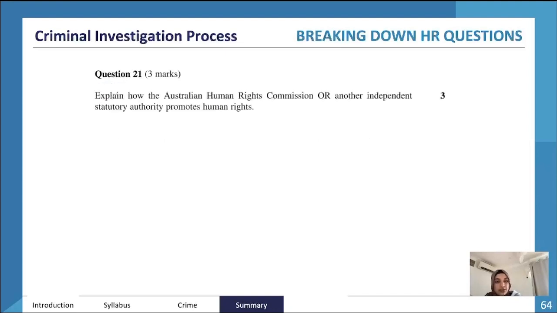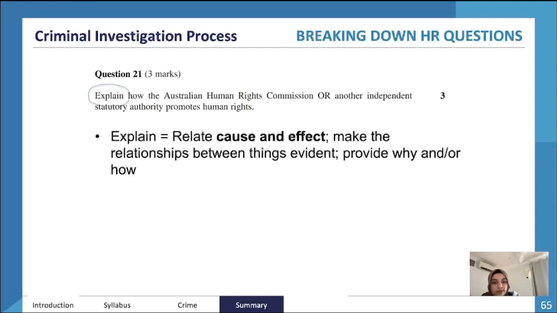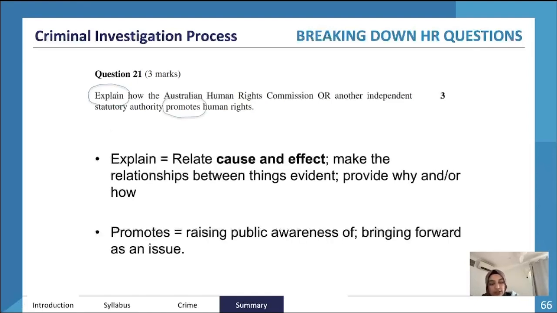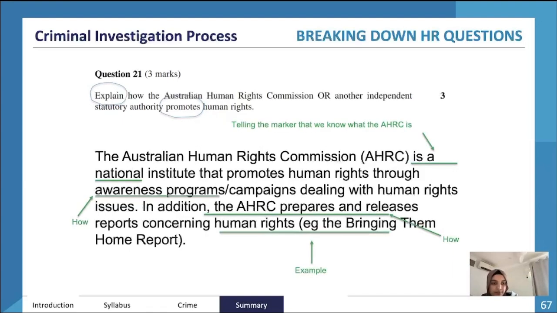Here's another example. Explain how the Australian Human Rights Commission or another independent statutory authority promotes human rights. So explain is cause and effect. So you want to be able to talk about that in more detail in terms of how it's able to promote human rights. How can you promote? Raising public awareness, bringing forward an issue, etc.